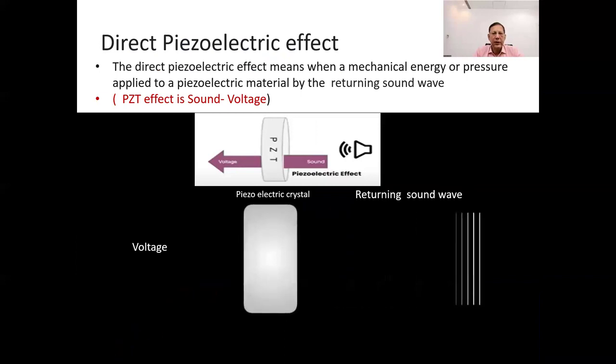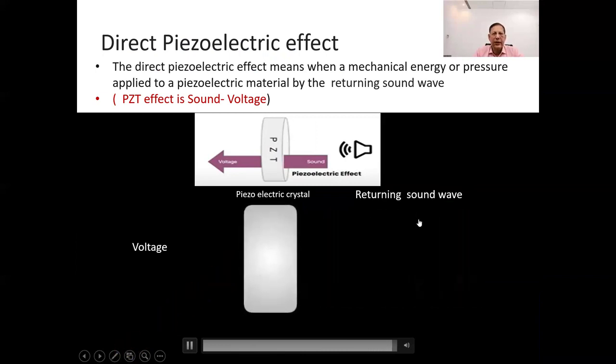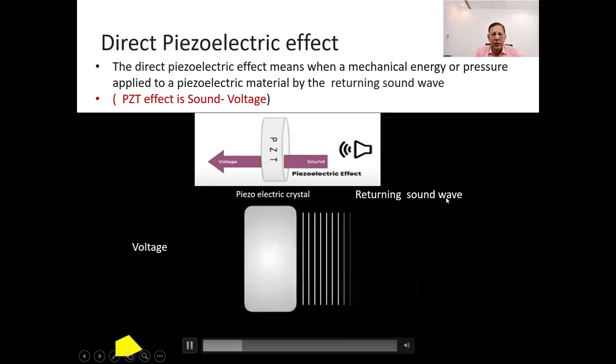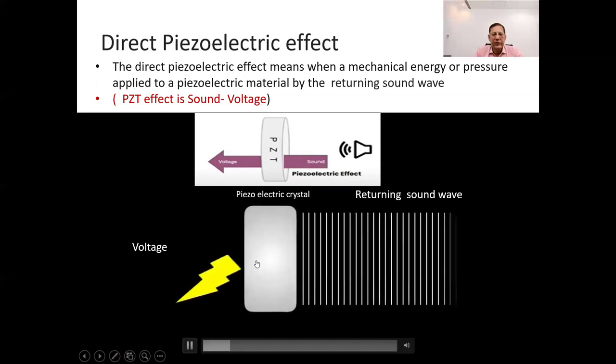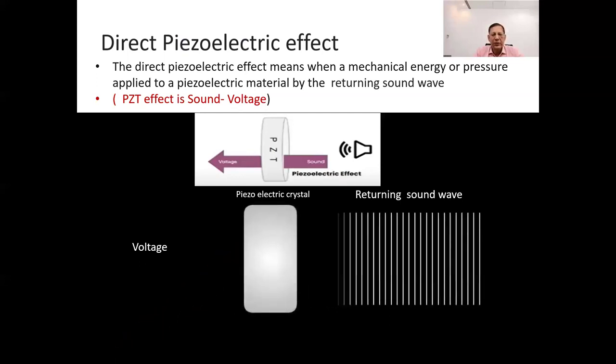The direct piezoelectric effect simply describes the fact that when mechanical energy or pressure is applied to a piezoelectric material by the returning or reflected sound wave as an echo, the piezoelectric material squeezes and will generate voltage, or you can say electric current, which is processed by the machine and displayed as an ultrasound image on the screen.